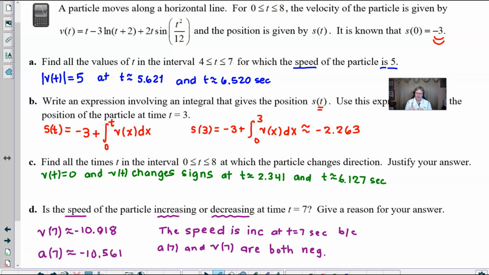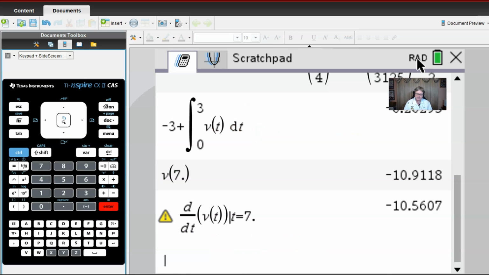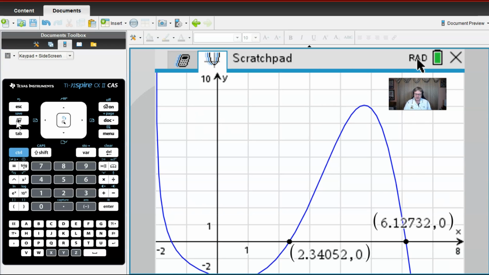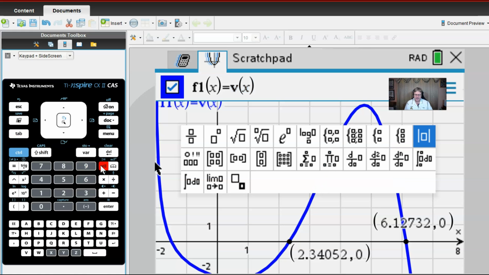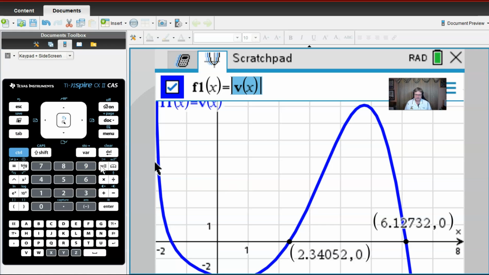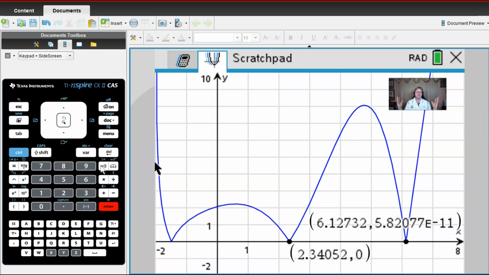Before we go away, there's one little thing I wanted to do about part D. Speed increasing, decreasing at time 7. Check this out. You might like it. Some of you might have been thinking, wait a minute, what if I would have graphed the speed? Okay, well, let's do that. Remember our good friend V of X? Well, if I highlight him, I think I can go back and insert those absolute values and then boom, yep, that's what he looked like from before.